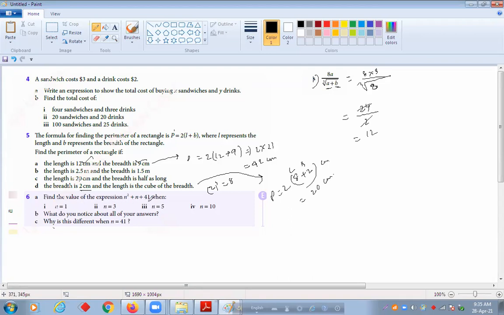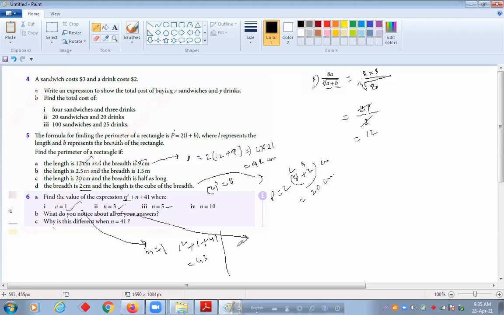Find the value of this expression n square plus n plus 41 when n is equal to 1. Put the value of n equal to 1: 1 square plus 1 plus 41. That means 1 plus 1 is 2, plus 41. That means the value is 43. When n is equal to 3, n is equal to 5, we will put the values. When n is equal to 3, what will be the value?